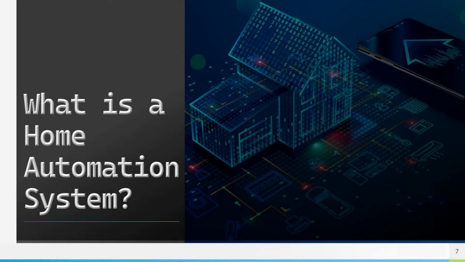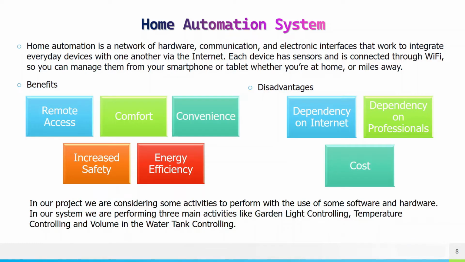Now let's find out what a home automation system is. A home automation system is a network of hardware, communication and electronic interfaces that work to integrate devices with one another via the internet. We can manage those devices using our smartphones or tablets, whether we are at home or not.